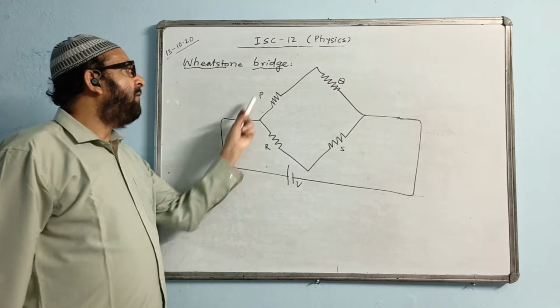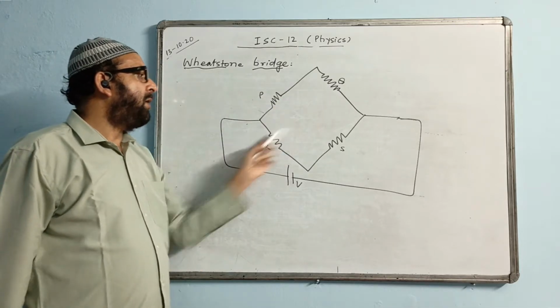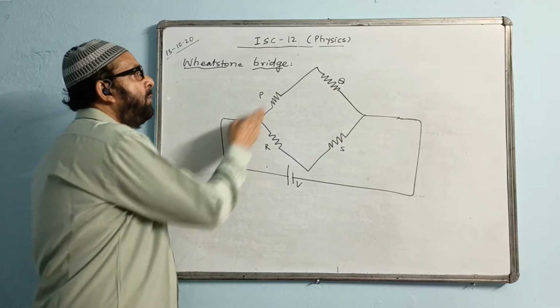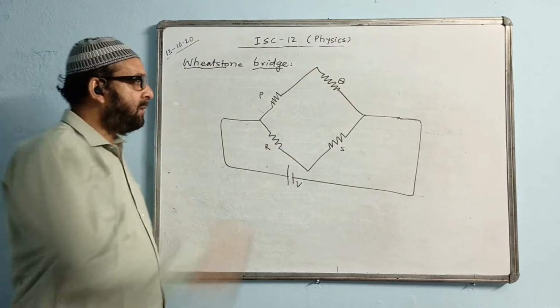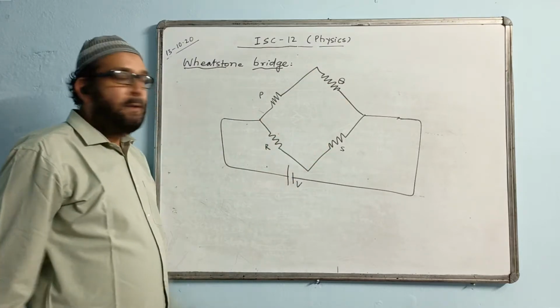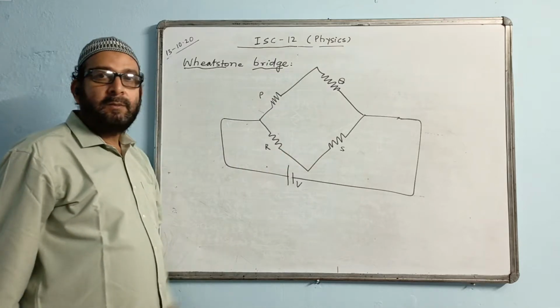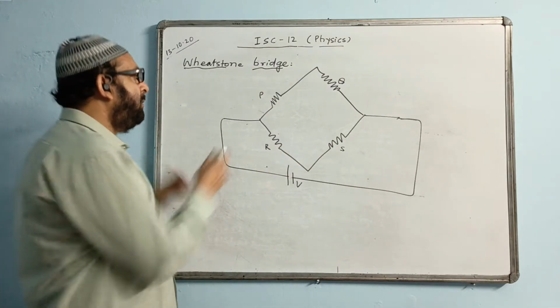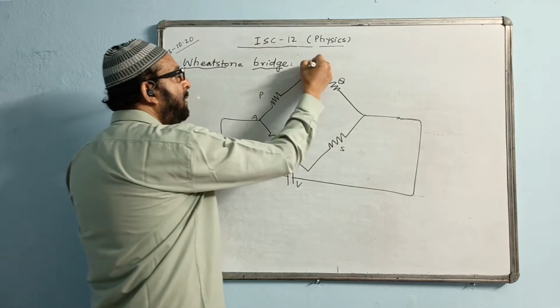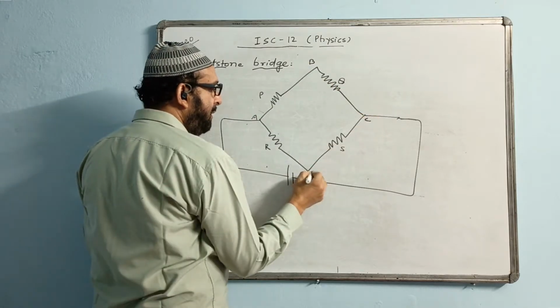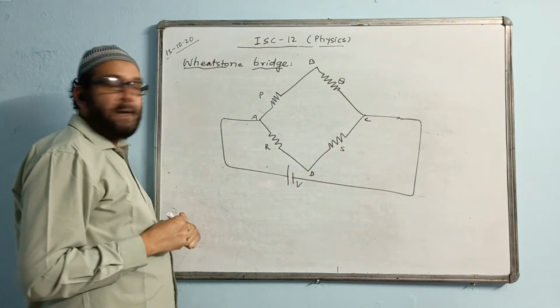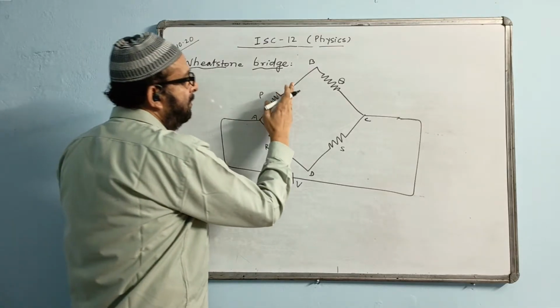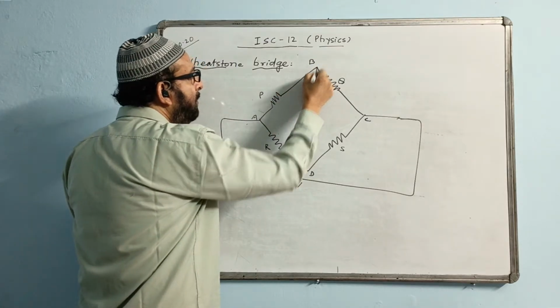In the Wheatstone Bridge, we will have four resistances P, Q, R, S. These two are called adjacent arms. These two are also adjacent arms. These two are opposite arms. These two are opposite arms. And let us mark this point as A, here as B, here as C, here as D.